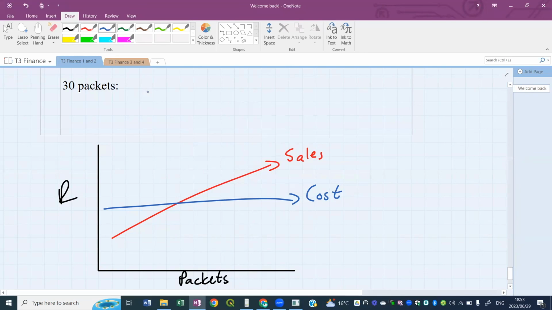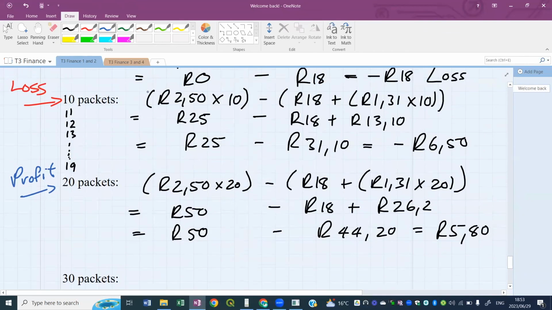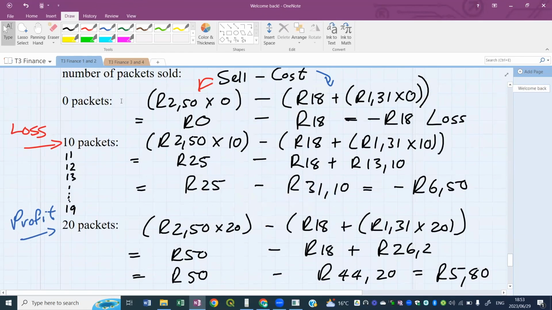If we had a graph, we could pinpoint exactly how many packets. We can't see it graphically. We'd have to do a whole lot of calculations here. Between 10 and 20, we'd have to recalculate over. What about 11 packets? What about 12 packets, 13 packets? Recalculate. Where is the magic number? Where does she start making profit? How many packets? We know it's 20, but we've jumped from 10 to 20. It's quite a big jump. So we'd have to go in between.